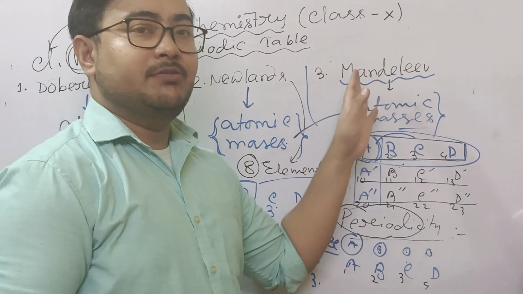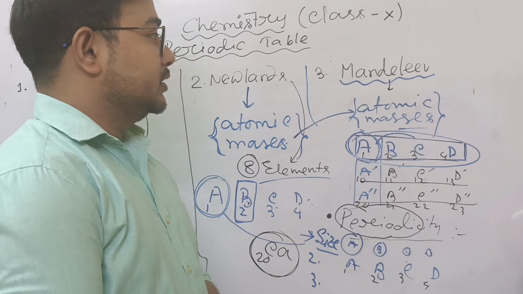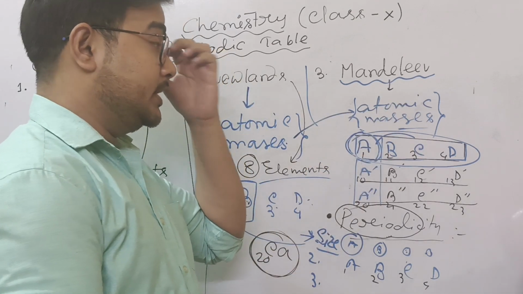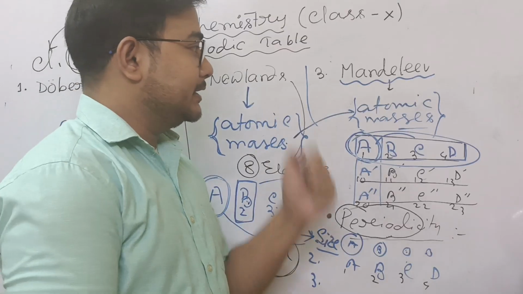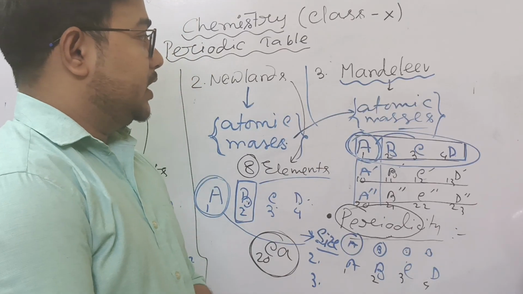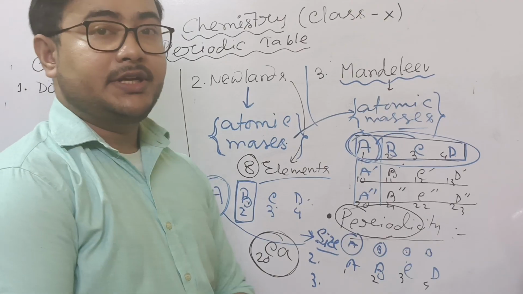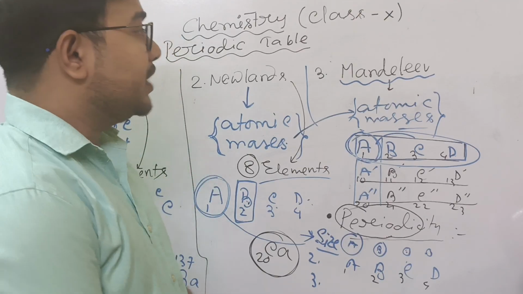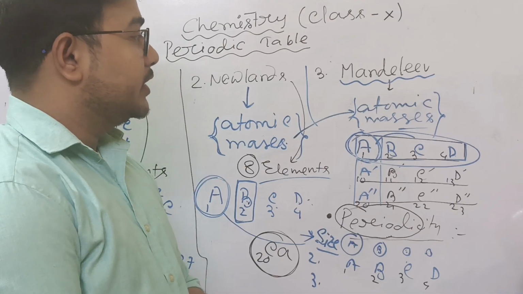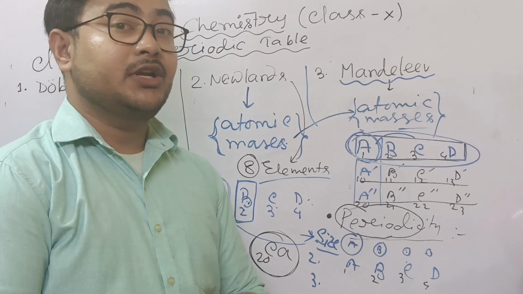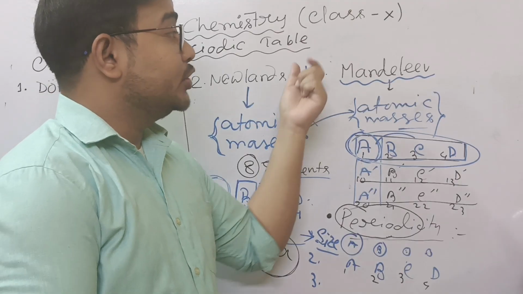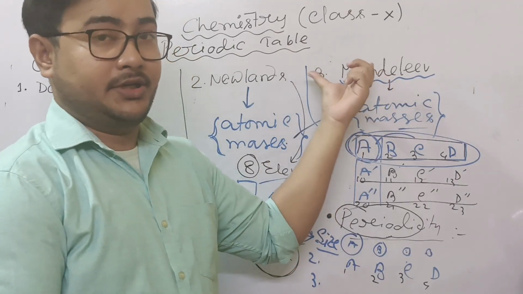Mendeleev periodic table is the periodic law related to this table, and later the scientist Moseley gave the modern periodic law. Now my question is, why was this modern periodic law required? What is the drawback of the Mendeleev periodic law?